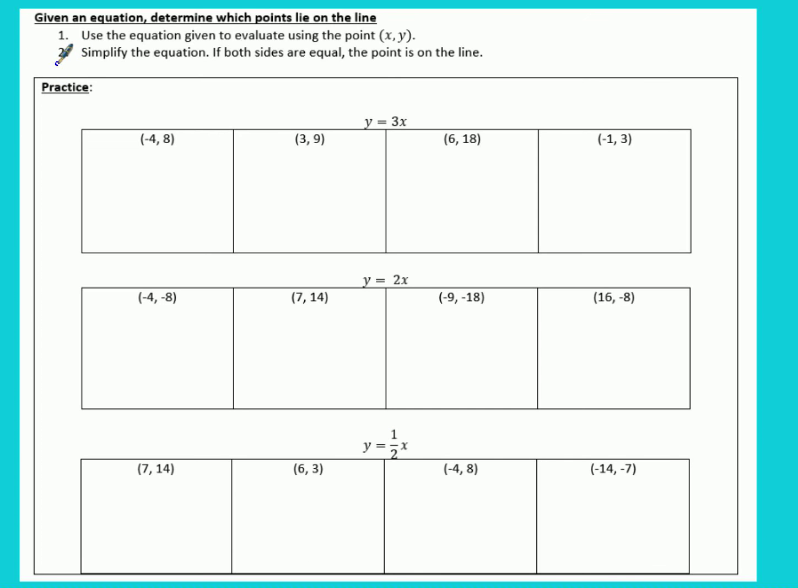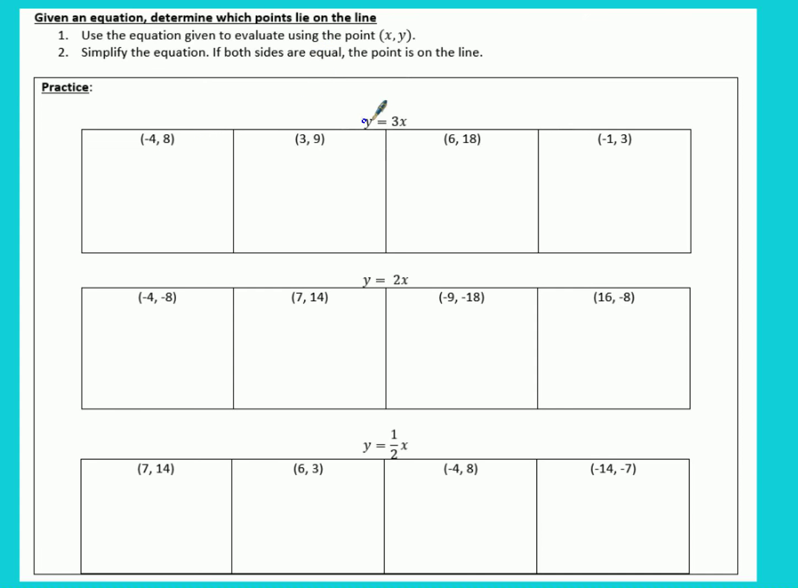Now the last thing that we want to look at for today's video is if you're given one of these rules in the y equals mx form, and then given a list of points, we want to be able to figure out which one of these points are actually going to be in the graph of this line. So the first thing is you want to take the equation that they give you and evaluate it using the point x comma y that is given. You'll simplify the equation, and if both sides are equal, then the point is on the line. If they're not equal, it won't be on the line.